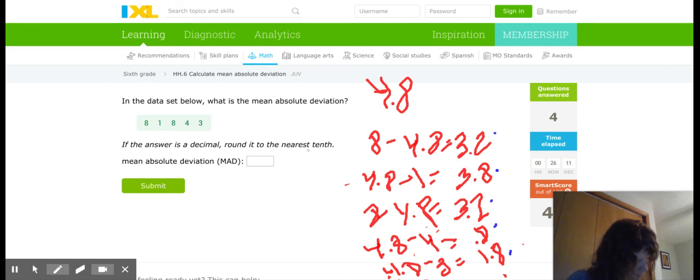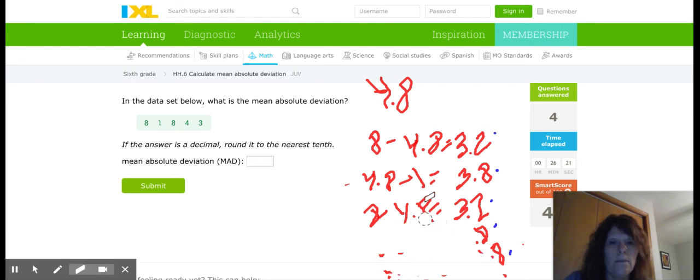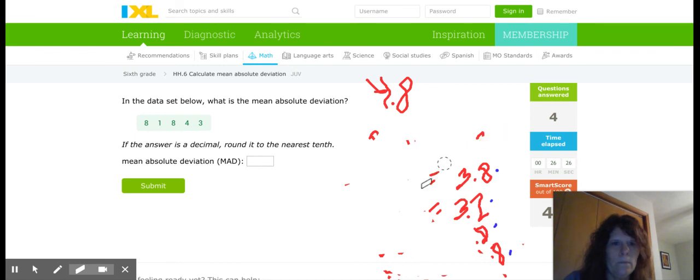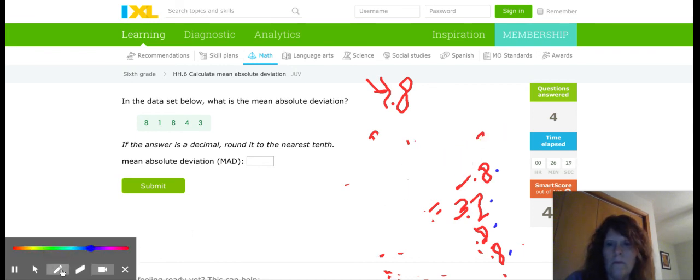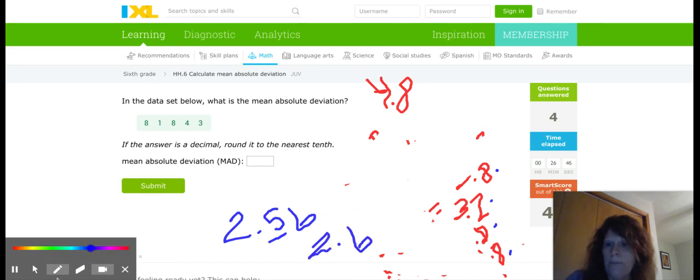I got 2.56, but we're going to round to the nearest tenth. Just going to give myself some room. 2.56. I'm going to round to the nearest tenth. That 6 is going to push that 5, so my answer is 2.6. Let's check it out.